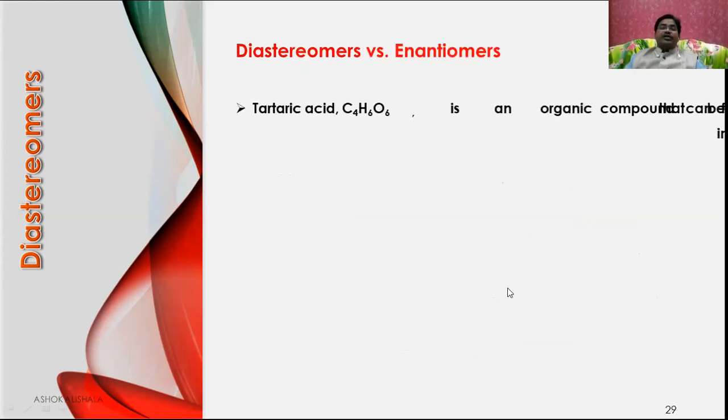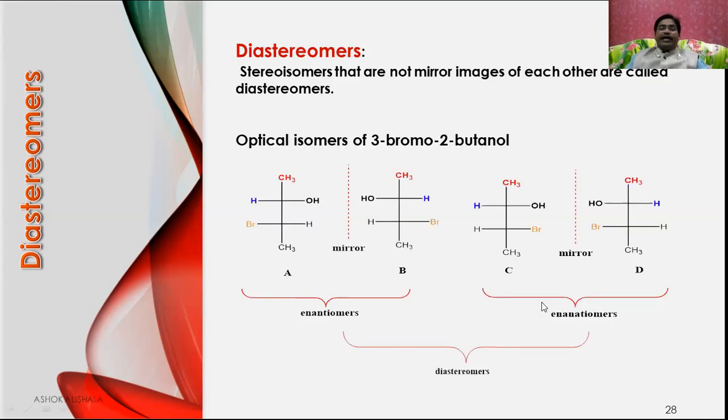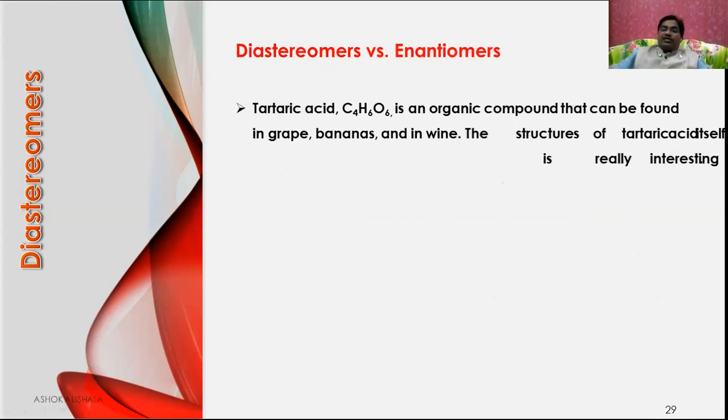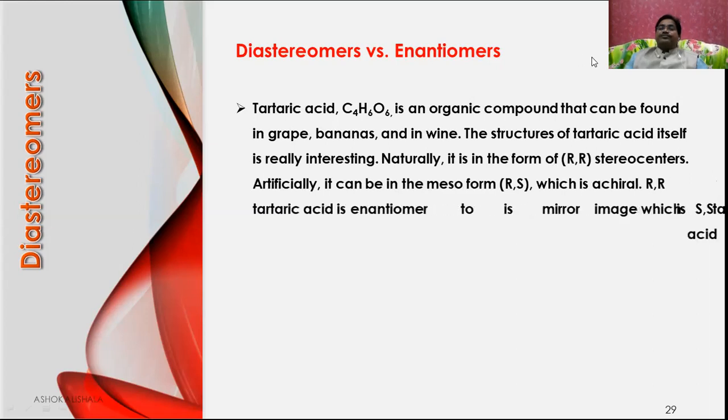Now, you can observe the difference between enantiomers and diastereomers. Enantiomers are mirror images and non-superimposable. Diastereomers are not mirror images and not superimposable. Now, what are diastereomers versus enantiomers? Let us see this one.